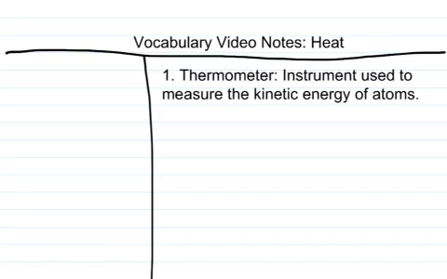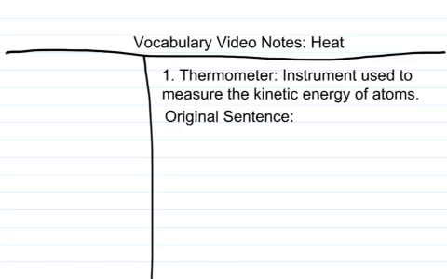Your first term is thermometer. Thermometer is an instrument used to measure the kinetic energy of atoms. Remember, if this video is going too fast, pause it or rewind it. Below it, write an original sentence that uses the word thermometer. What I would like you to do is also underline the word thermometer within your sentence.